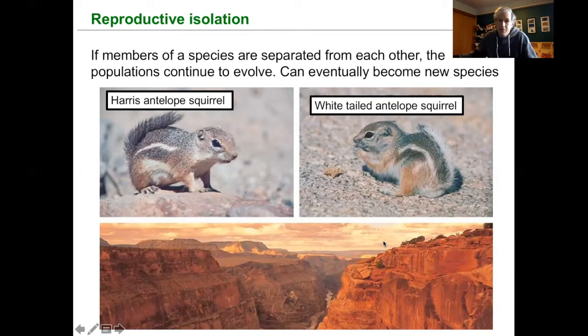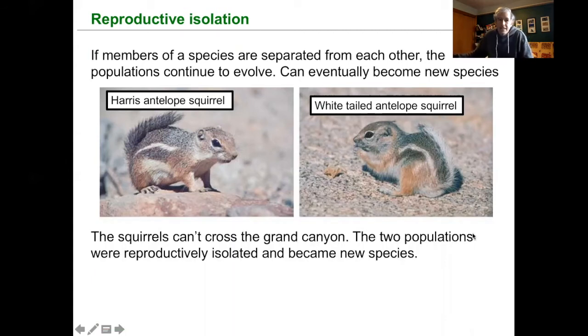So one of the great examples of this from really near here is the Harris antelope squirrel and the white-tailed antelope squirrel. So both of these little ground squirrels, as well as being unbelievably cute, look very similar to each other. For a long time, they were actually thought to be the same species. However, what's happened with these two is they live on either side of the Grand Canyon. So on one side of the Grand Canyon, you get nothing but Harris antelope squirrels. The other side of the Grand Canyon, you get white-tailed antelope squirrels.